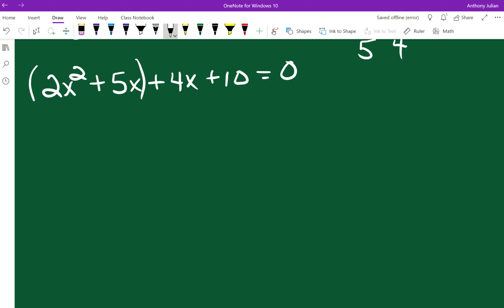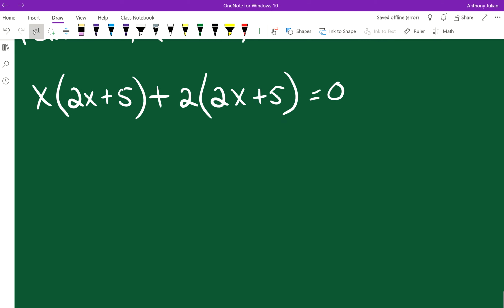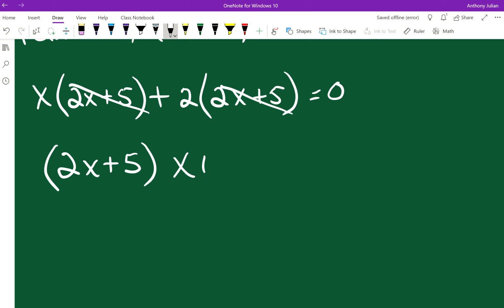How about we factor this, grouping method, and factor each of these binomials. So on the left side here, I can take out an x, and what's left is 2x plus 5. Okay, plus sign, copy it down. Right side, I can take out a 2, and what's left is 2x plus 5 equal to 0. Last step, factor out the common binomial factor of 2x plus 5. And what's left is x plus 2.